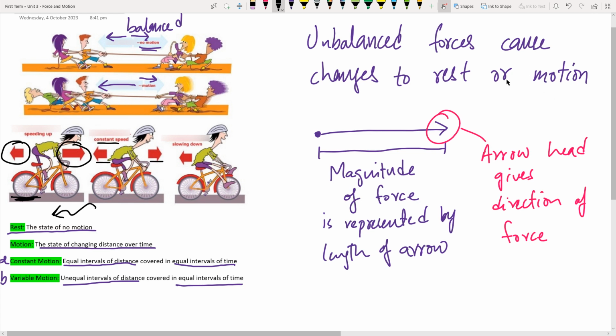That's what I meant, that unbalanced forces can cause changes to rest and motion. So changes can be made to motion as well. Over here, the cyclist is at constant speed, but if the paddles are pushed faster, then motion can also be changed. And if the cyclist stops paddling, then the drag or the friction is going to slow him down. As you can see, only the reverse arrow is there and the forward is missing. So in this case, the cyclist is going to slow down. So this is variable, this is variable, this is constant. This is variable motion: when the forces are unequal or unbalanced, then the motion is being disturbed. So we call this unbalanced.